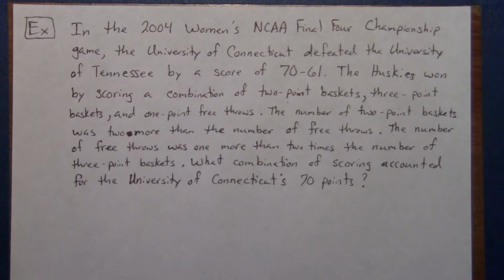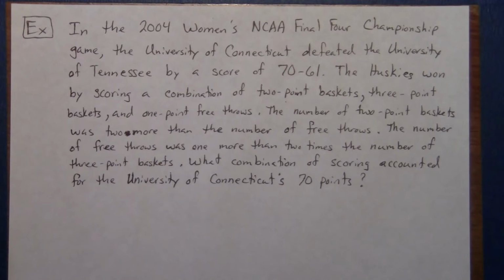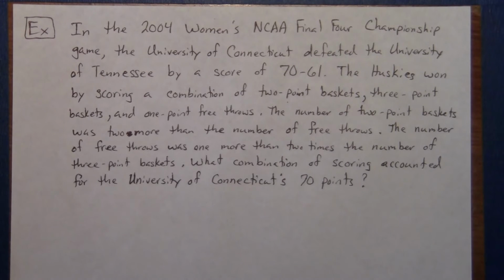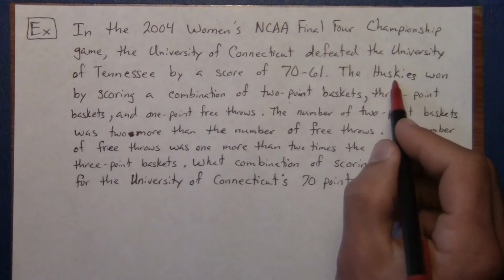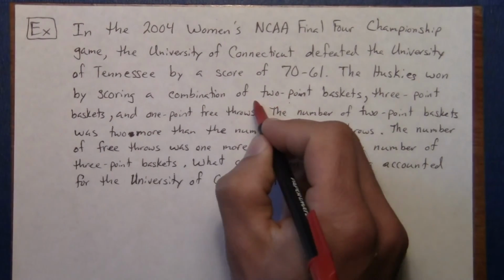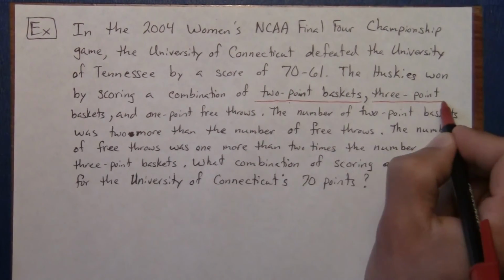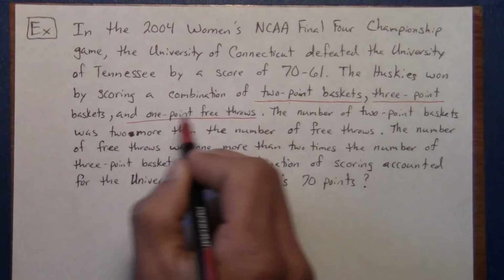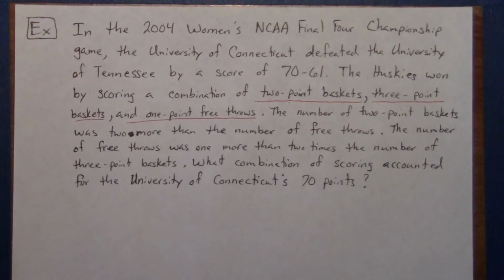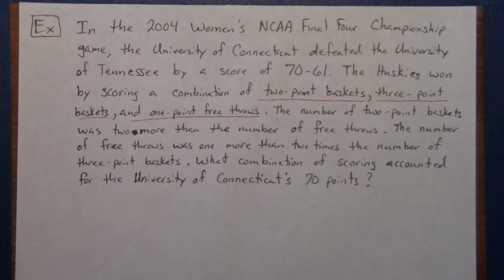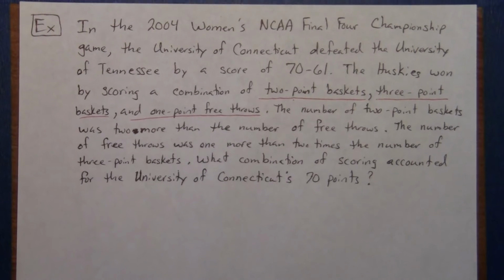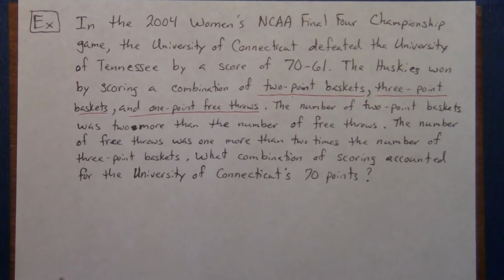All right, so story problem, a lot of information. I've got to be able to dig out the information that I need. One thing I see is this. It says the Huskies won by scoring a combination of 2-point baskets, 3-point baskets, and 1-point baskets, or free throws. That means there are 3 types of scoring possible, which means I need 3 variables. And if I have 3 variables, that means I need 3 equations. So that's one thing I notice.